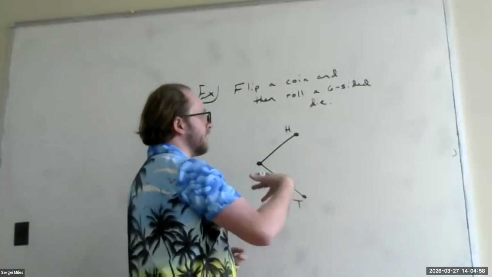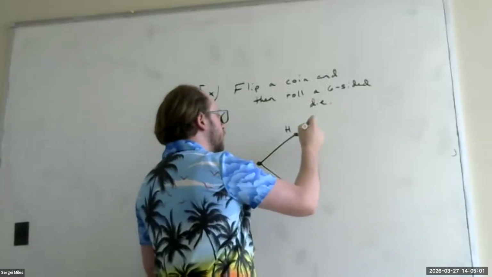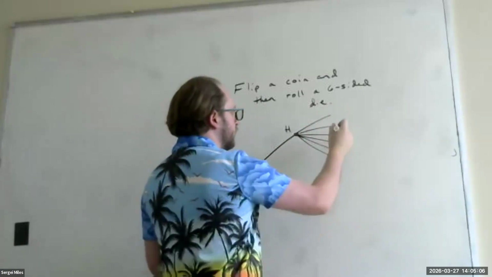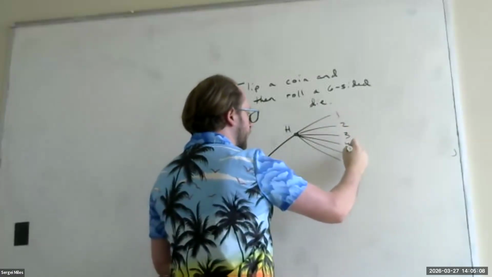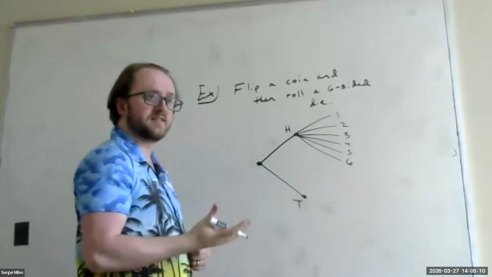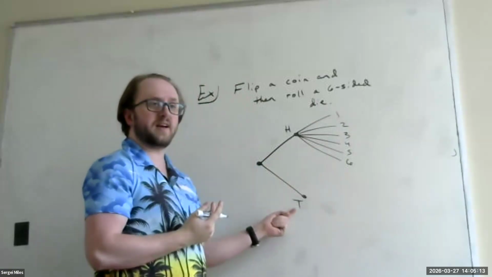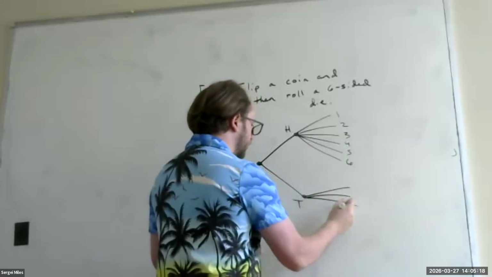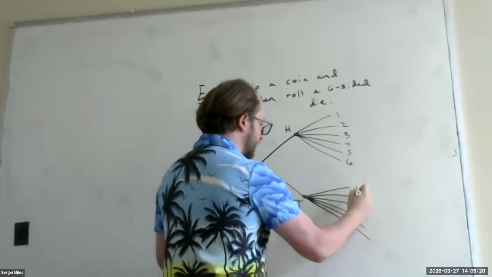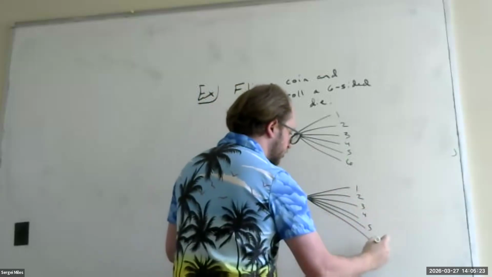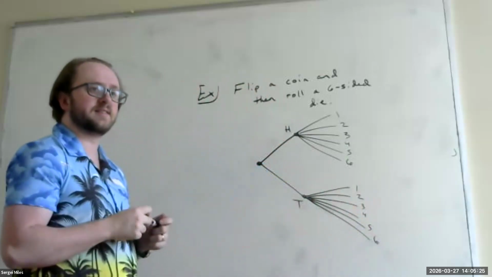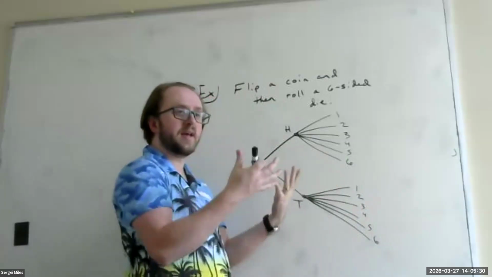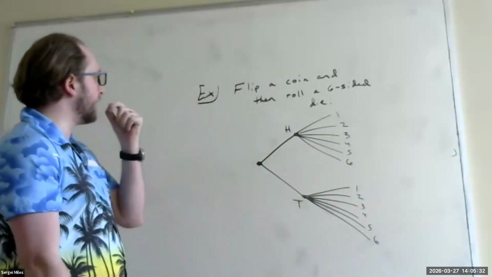If I had a heads first, and then I roll the six-sided die, that could be a heads, followed by 1, 2, 3, 4, 5, or 6. Similarly, what if it was a tails first? Then I could have tails followed by 1, 2, 3, 4, 5, or 6. So we can use a tree diagramming method like this to draw a map of all the possible sample points in this experiment.